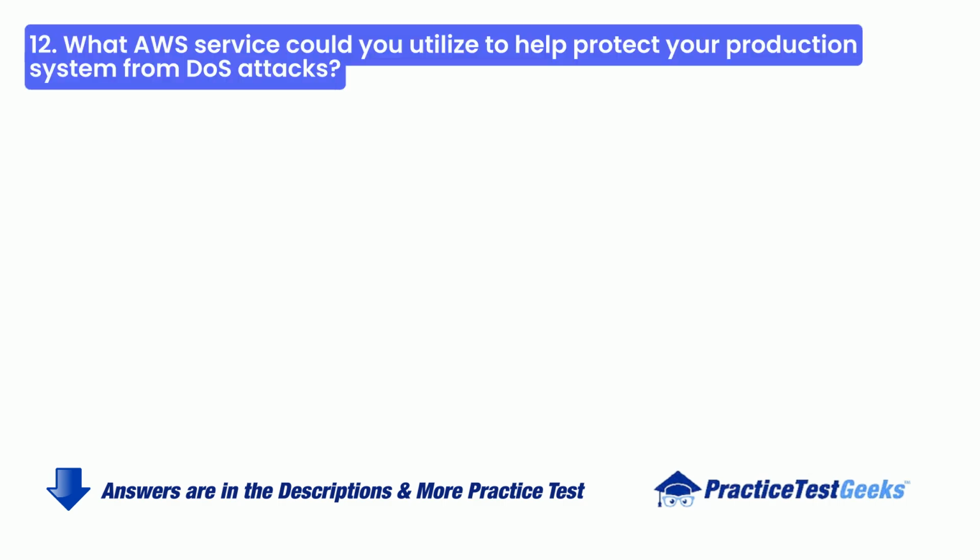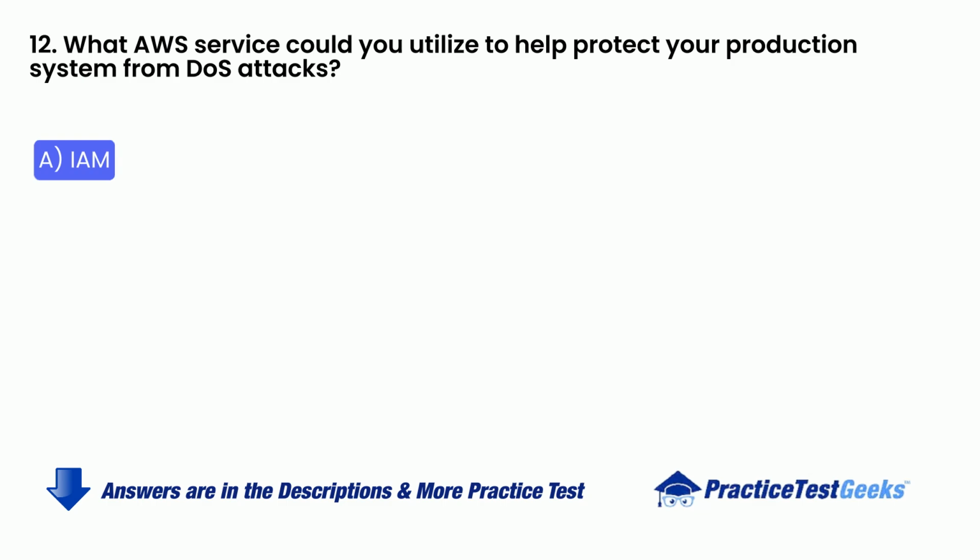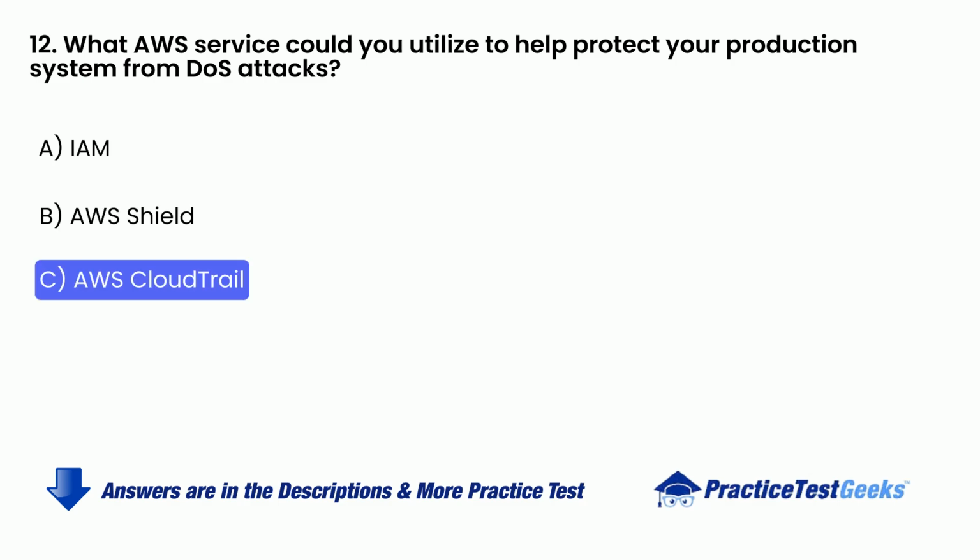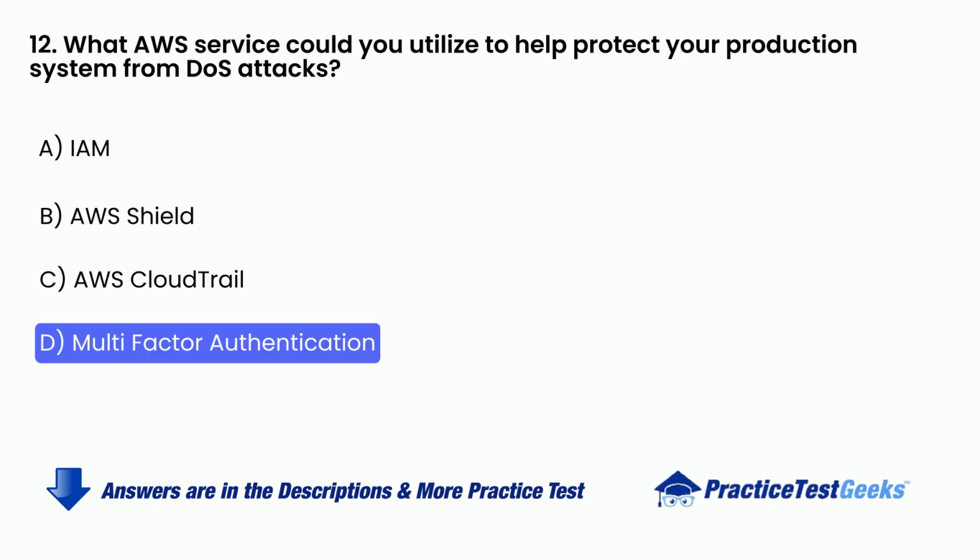What AWS service could you utilize to help protect your production system from DoS attacks? A. IAM. B. AWS Shield. C. AWS CloudTrail. D. Multi-factor authentication.